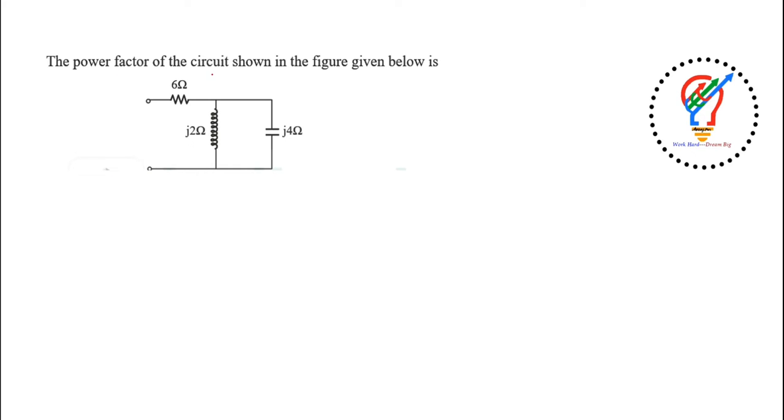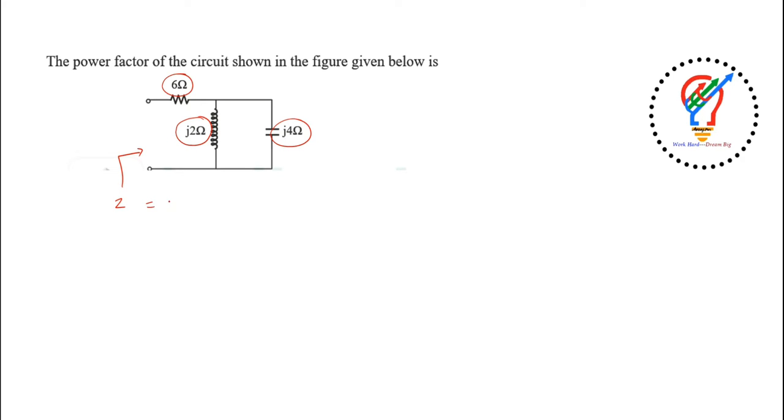The power factor of the circuit shown in the given figure is. Okay, so here there are a J2 ohm reactor and a J4 ohm capacitor. Here a 6 ohm resistor is there. So we need to find the value of Z. Before going to discuss, make sure that the notations are correct.